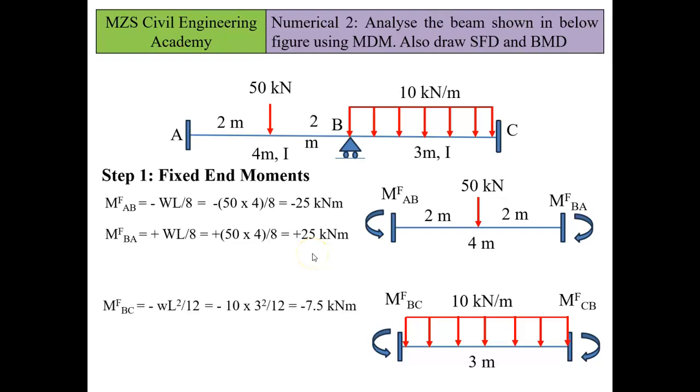Now if we talk about the beam B to C, we can get the moment at the end B, which is given by the relation minus WL square by 12. If I substitute the values here, minus 10 into 3 square divided by 12, it is minus 7.5 kilonewton meter. Whereas at the end C, we will have the moment plus WL square by 12, which works out to be plus 7.5 kilonewton meter.